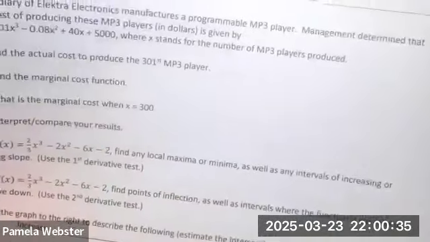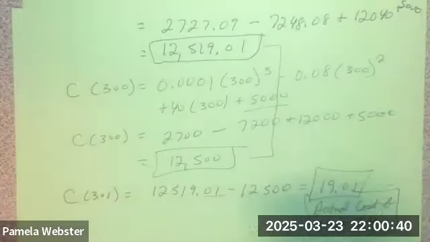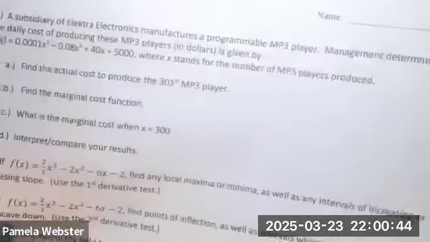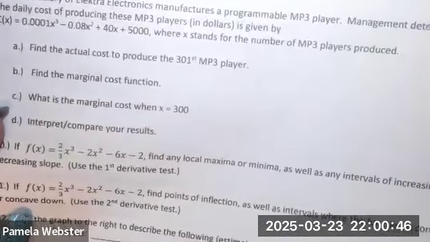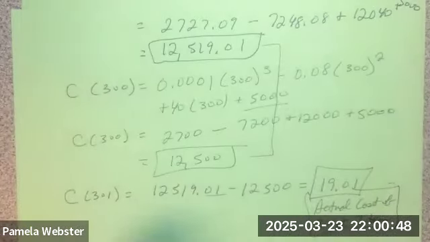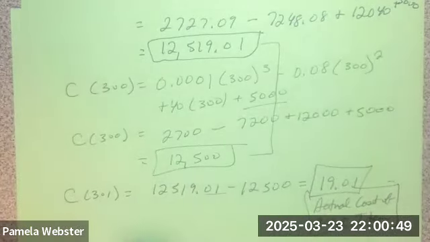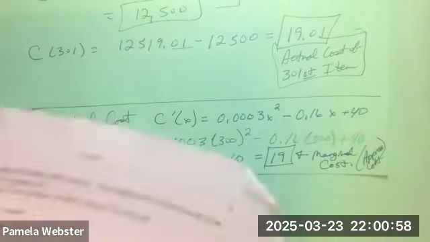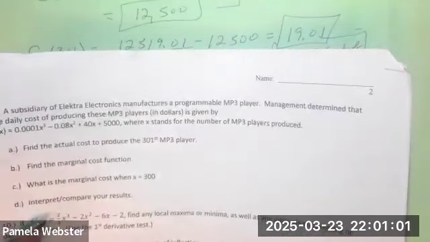Find the marginal cost function was 9b. It was the function, right? And then what is the marginal cost when x equals 300? What I did here was 9c. I apologize. So this was 9b, and this is 9c. So find it when x equals 300. That's exactly what we did.